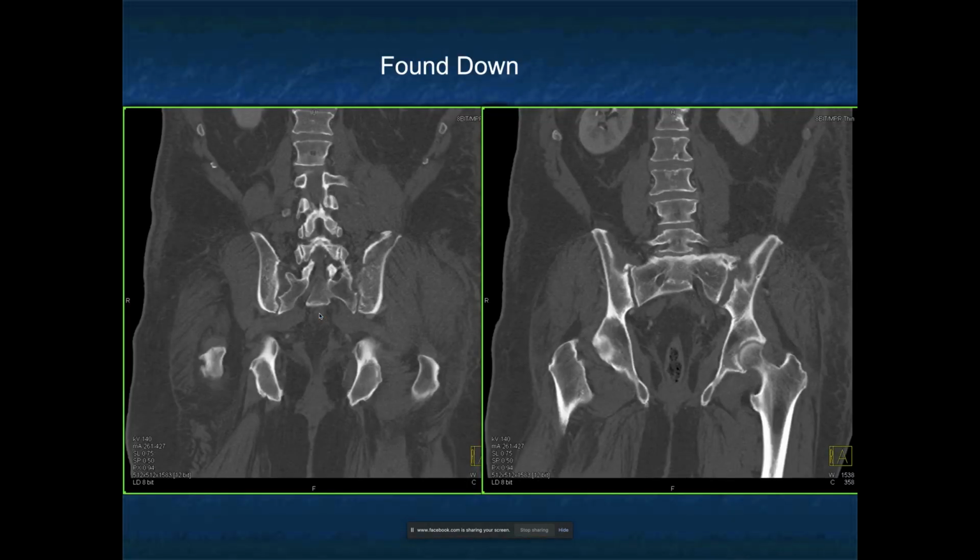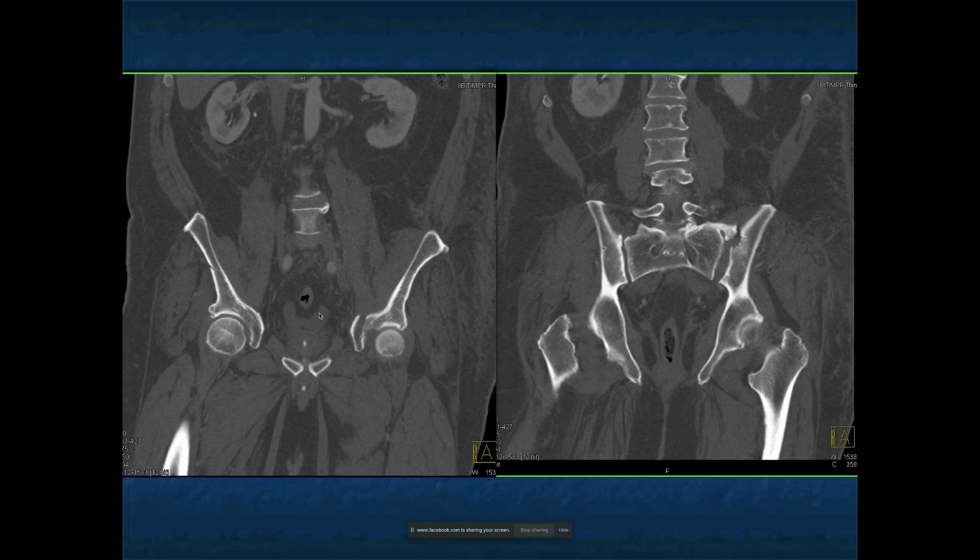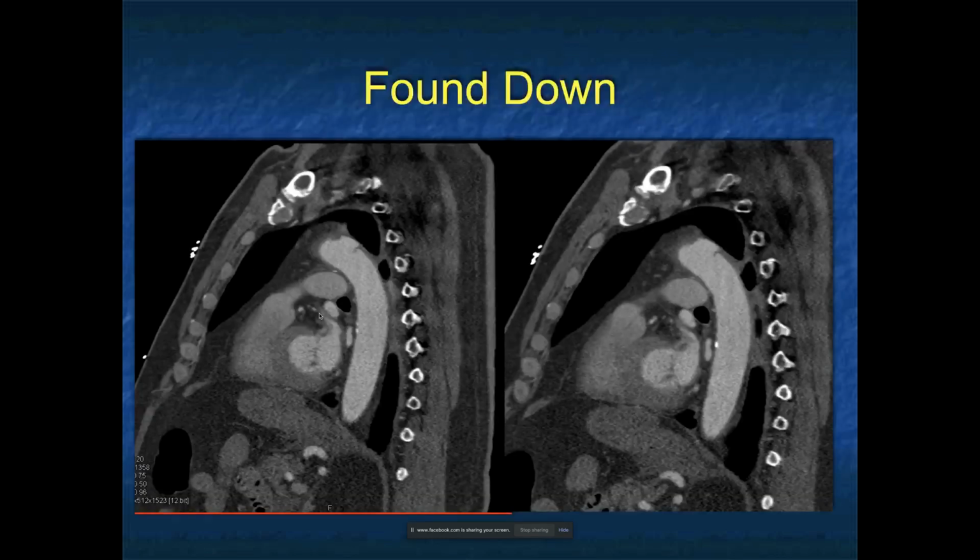Okay, let me go to a couple chest, or what I would call vascular cases. Patient was brought in for trauma, and you can see the pelvic fractures. Okay, no big deal. Acetabular, SI joint, no issue. But then, patient having chest pain.